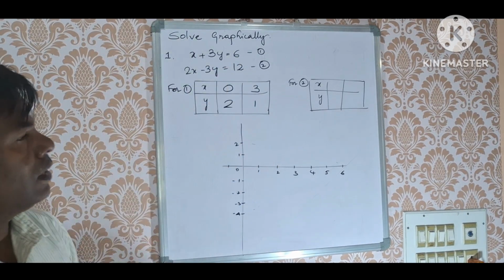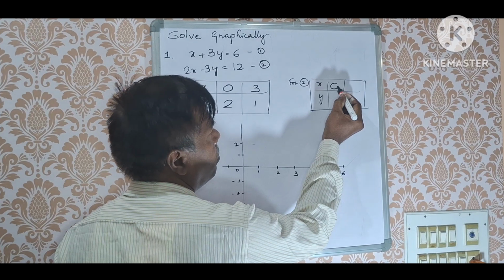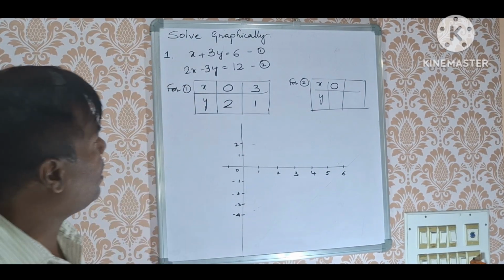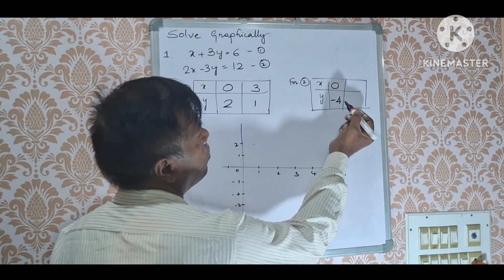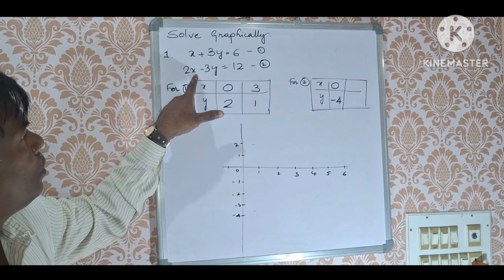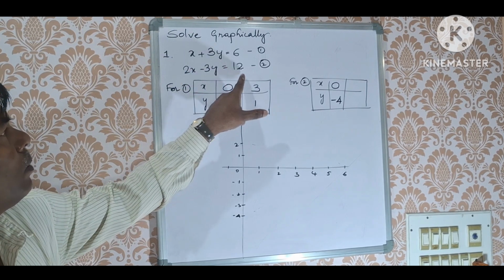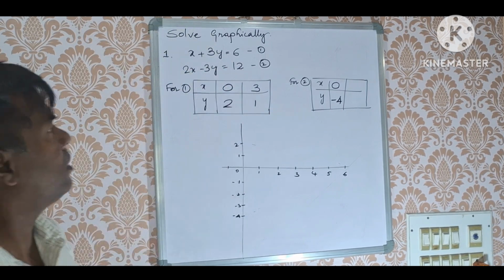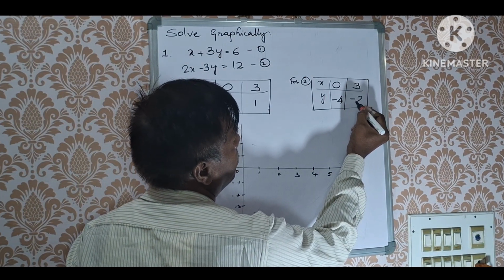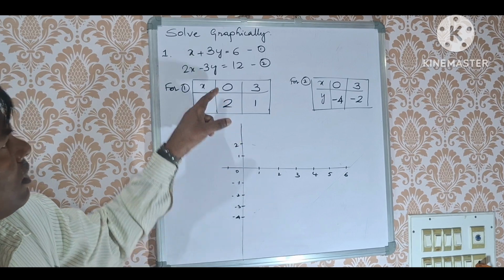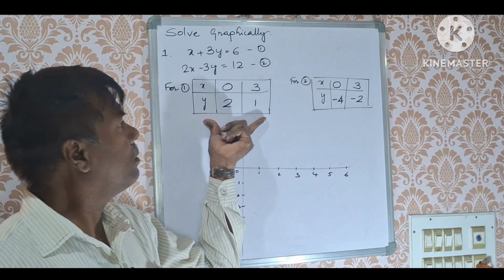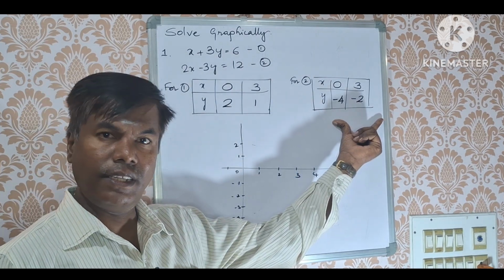For the second equation, if I put x equals 0, I will get y equals minus 4. And if I take x equals 3, 2 threes are 6, 12 minus 6 is 6, 6 divided by 3 is minus 2. If I take x equals 3, y equals minus 2. So these are the points. This is for the first equation. This is for the second equation.